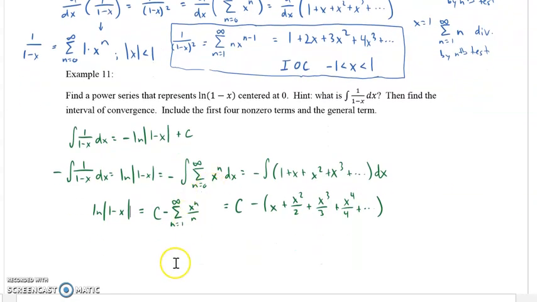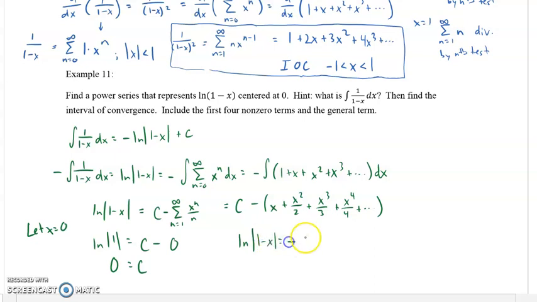Well, let's deal with that c value. I'm wondering if we can pick a nice, comfy value of x. Like, let's let x equal 0. If we let x equal 0, we get the natural log of 1 equals c minus 0. Well, natural log of 1 is 0, and c minus 0 is c. So actually, c is just equal to 0. So we can just ignore that. So we've got the natural log of 1 minus x is equal to negative the sum from n equals 1 to infinity of x to the n over n.